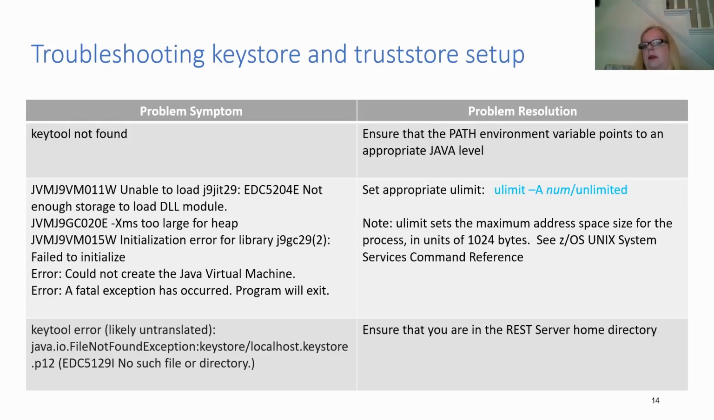I set mine to unlimited, but your system programmers may have a maximum value, so you would need to consult with them. For a reference on that command, you can see the z/OS UNIX System Services Command Reference book. And then a keytool error. This is where I mentioned make sure you're in the proper directory to issue the actual keytool command. So the REST server home directory is the directory you should be in if you're going to just cut and paste those commands from our security reference book.